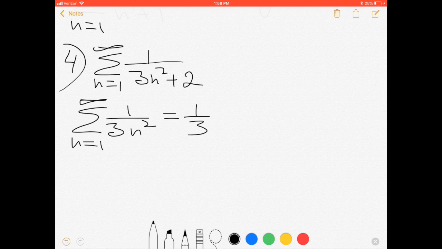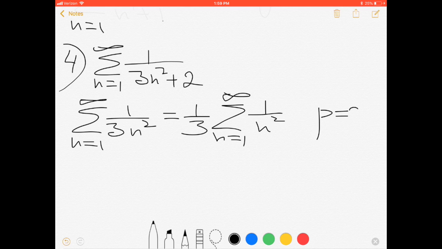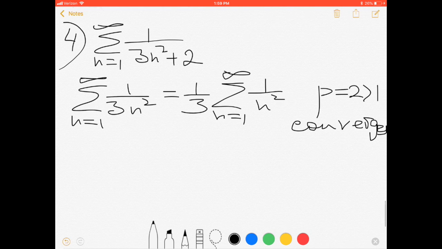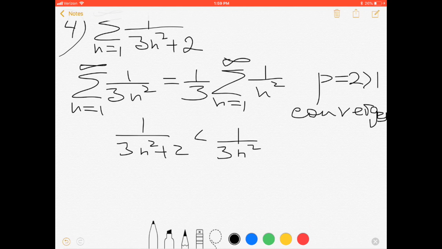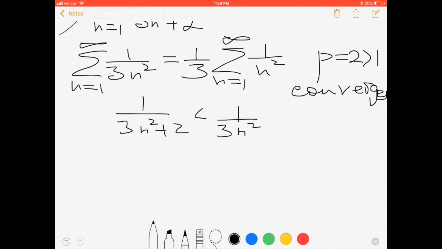What do you know about this series? Using the property of series, we can take 1/3 out, and we have 1 over n squared. Now we have a p series, p equal 2, greater than 1, converges. Yes. And now we need only prove our inequality. This means 1 over 3n squared plus 2 is less than 1 over 3n squared. Okay, great. Positive.